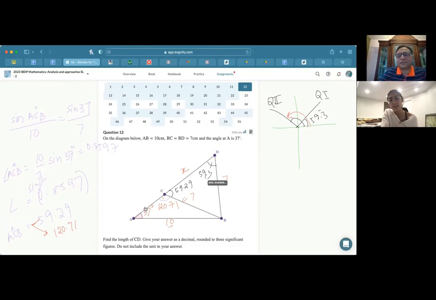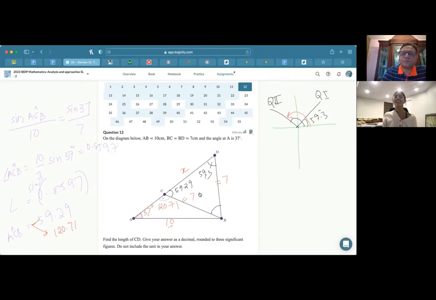Now you can just use sine. Again, that angle is an isosceles triangle. We know all the angles, correct? So the third angle is how much? Do 180 minus twice 59.3, and then use sine law. It is 61.4.